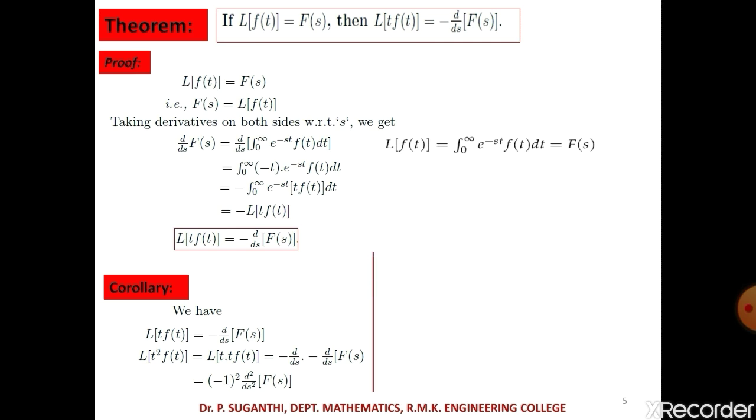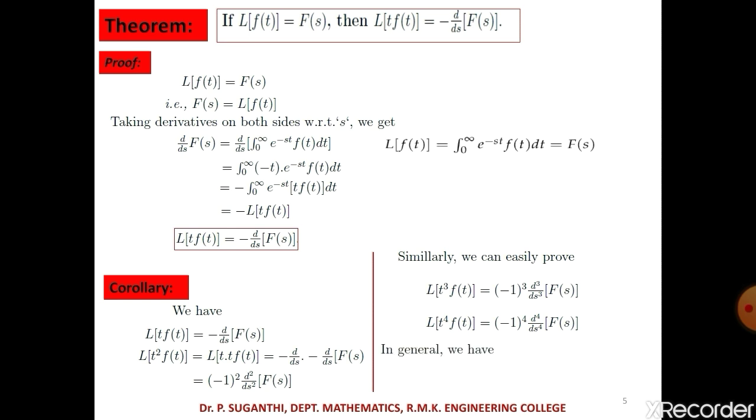Similarly, we can write L of t cube into f of t is equal to minus 1 cube d cube by ds cube of F of s, and L of t power 4 into f of t can be written as minus 1 power 4 into d power 4 by ds power 4 of F of s. In general, we can write L of t power n into f of t equal to minus 1 power n into d power n by ds power n of F of s.